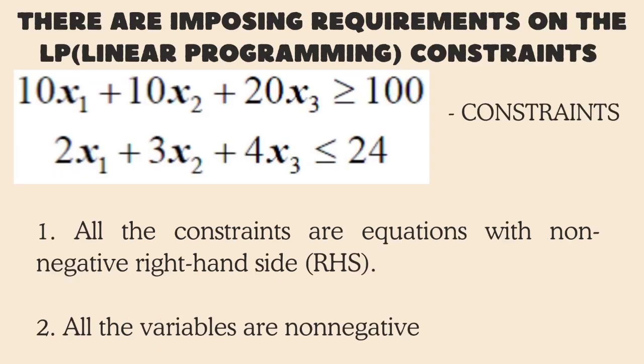Next, there are requirements imposed on the LP or linear programming constraints. An example of constraints is 10x sub 1 plus 10x sub 2 plus 20x sub 3 less than or equal to 100. That is an example of constraints. So, there are requirements in constraints. First, all the constraints are equations with a non-negative right-hand side or RHS. Second, all the variables are non-negative.